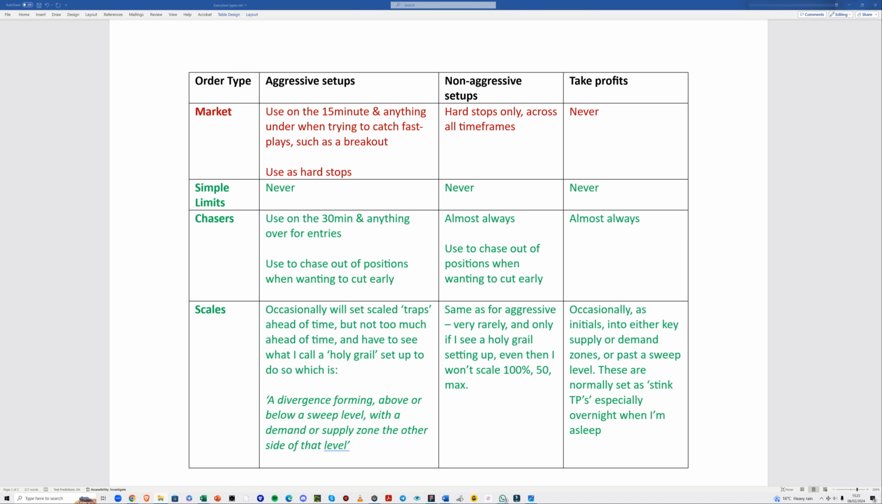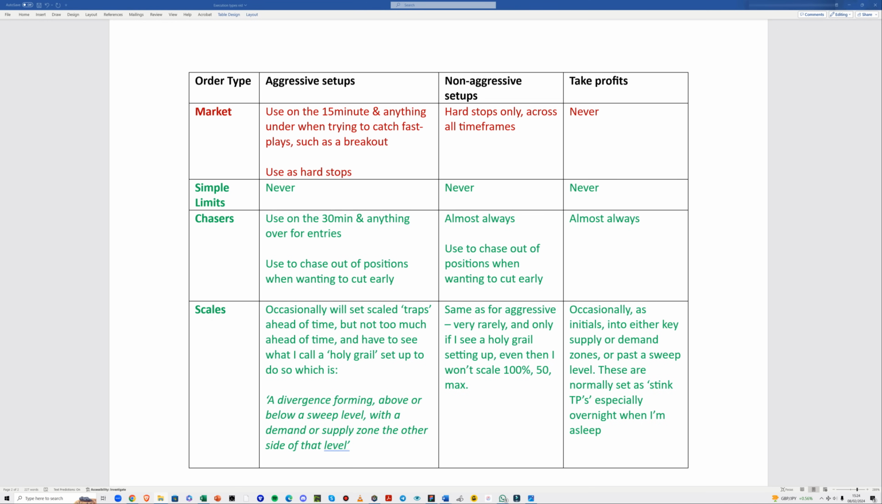All right, so when do we use market orders? We use them on the 15-minute and anything under when trying to catch fast plays such as a breakout. Okay, so you can see this is in the category of aggressive setups. So if I'm playing something like a breakout that could potentially run away from me if I don't get in time, then I'm looking at using market orders on the 15-minute time frame and anything under, for instance, the 5-minute time frame, the 1 minute, just because I don't want to prioritize fees. At this point, I'm just trying to get into position, ride the trade, and that's pretty much my main priority.